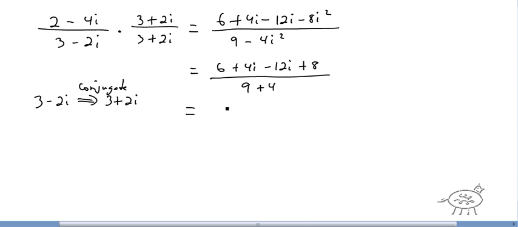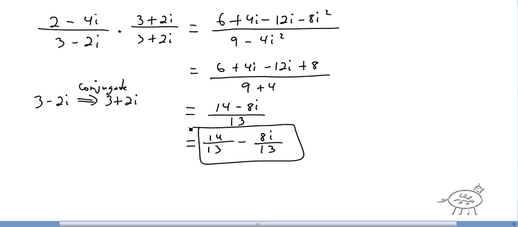So we have 14 minus 8i over 13. Is that our answer? Actually, it's close, but it's not, because it's not in standard form. The imaginary part and the real part have to be separate. So the answer is 14 thirteenths minus 8i over 13. That's your answer. Okay, not too awful.